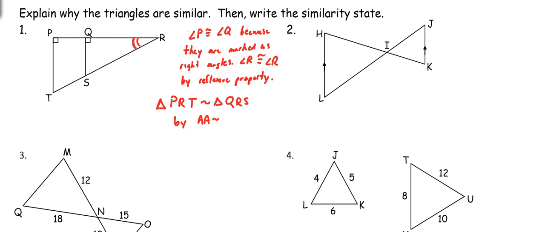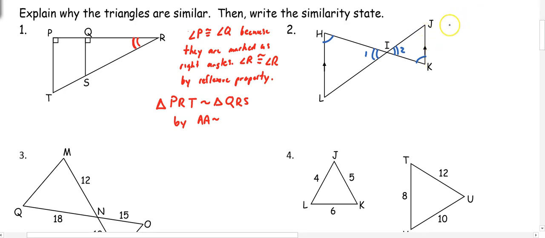Number 2 is a bow tie problem. Remember in bow tie problems that vertical angles are always congruent? If I want to, I can even number them as 1 and 2. I also see that HL and JK both have an arrow, which means the lines are parallel. So if I use those parallel lines and pick a transversal, I can say that H and K are congruent because they are alternate interior angles.